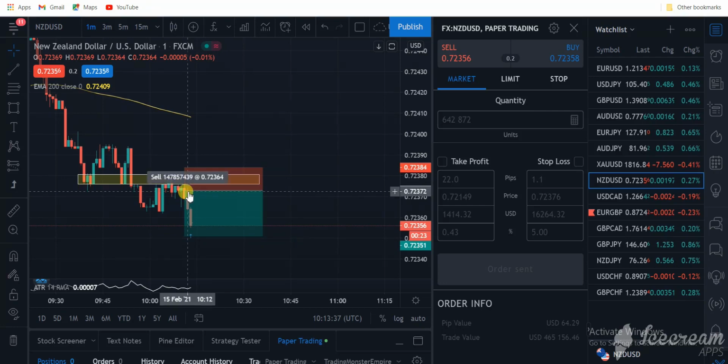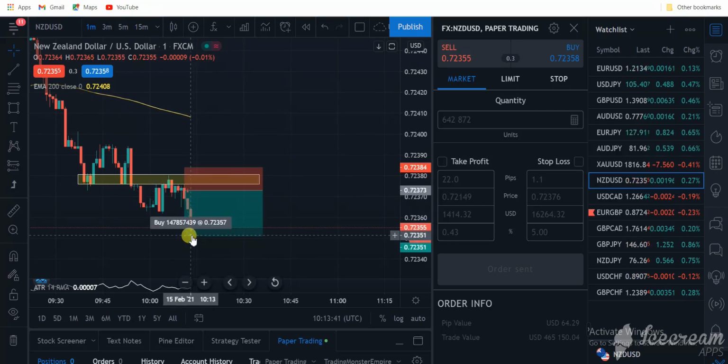As you can see, guys, the price is moving into profit. It's moving straight into profit. So let's wait for the result of this trade.